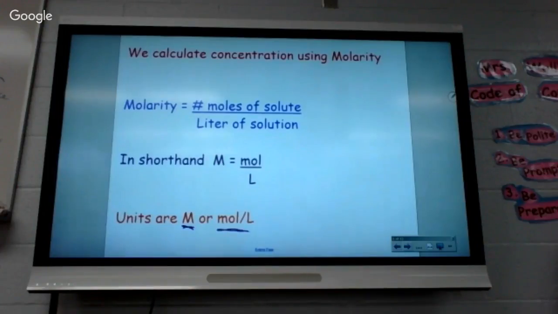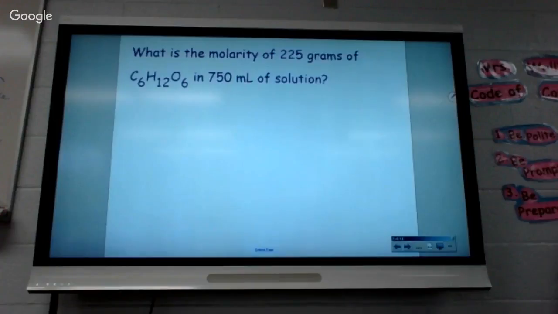Using the formulas, though, is very straightforward. They are some of the easiest formulas we will do in here. Does everyone have what they need? Can we do one? All right, so suppose this is our question tomorrow on the benchmark: what is the molarity of 225 grams of glucose in 750 milliliters of solution?